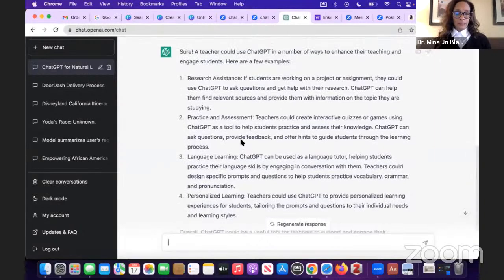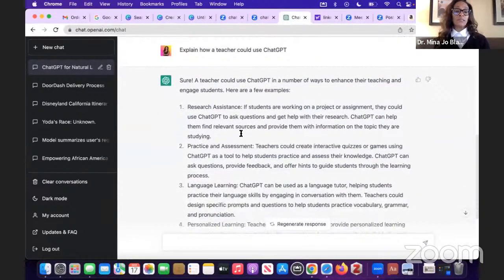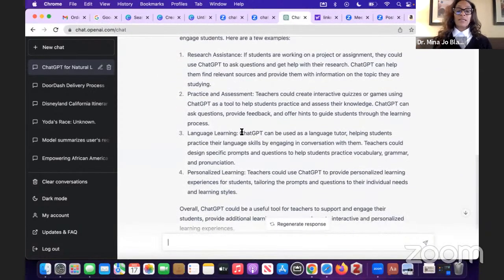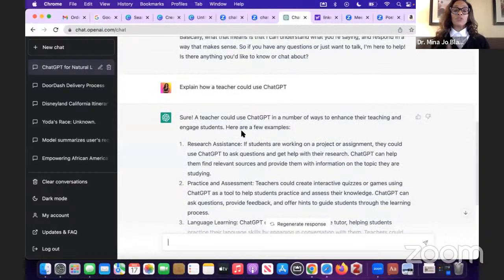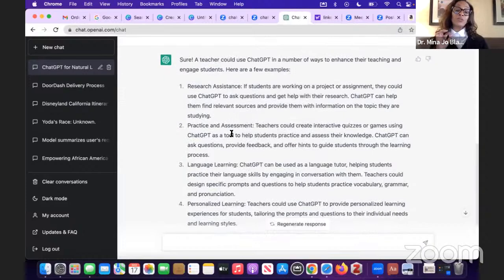And so it tells me, sure, and it says this is what it can do. It gives me 4 things: research assistant, practice and assessment, language learning, personalized learning. And it says if students are working on, for the research assistant. And then for practice and assessment, it says teachers could create interactive quizzes or games. And now it's giving you a little bit about what it can do for teachers with their students. And it's also giving you language learning.